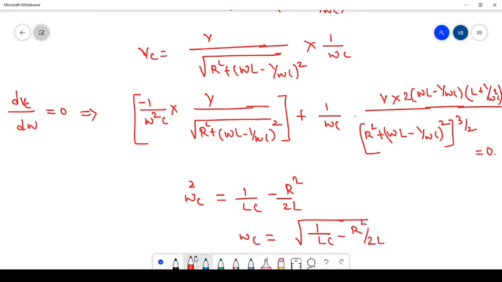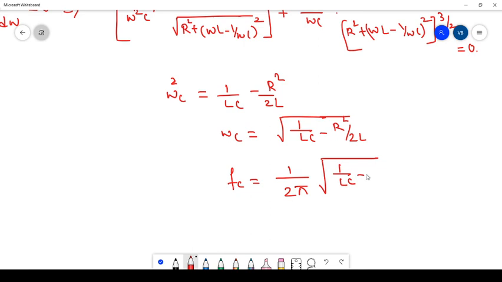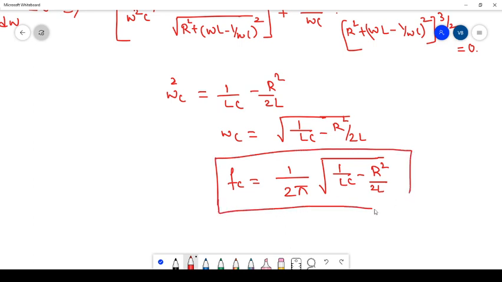So this is the frequency of a capacitor, or we can write this as the angular frequency of the capacitor. If we write the normal natural frequency of a capacitor, that is omega Fc is equal to 1 by 2 pi under root of 1 by LC minus r square by 2l. Okay, so this is the formula for Fc, and then FL, or we calculated omega L also.